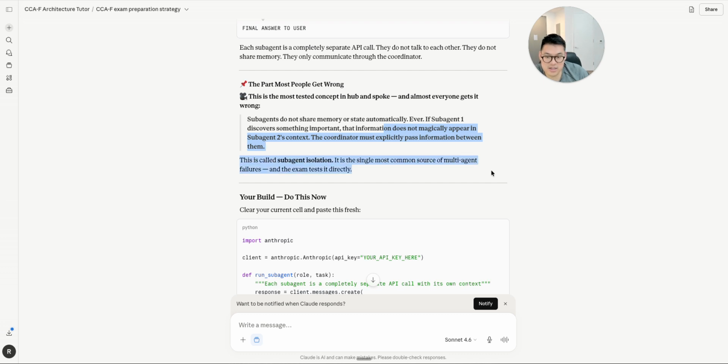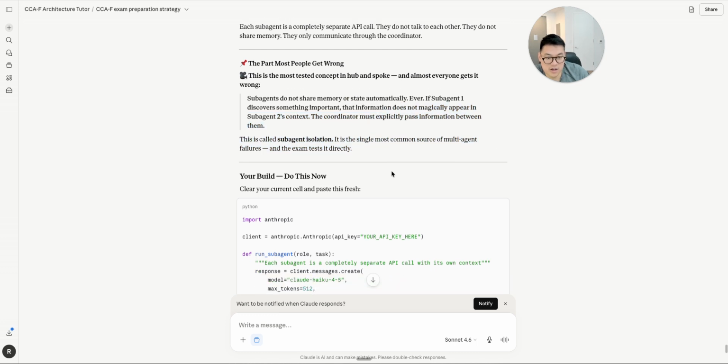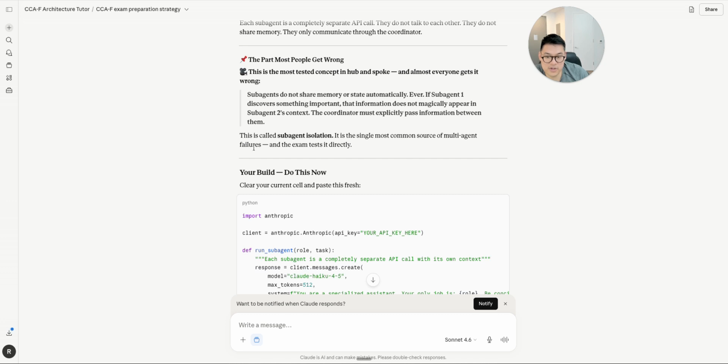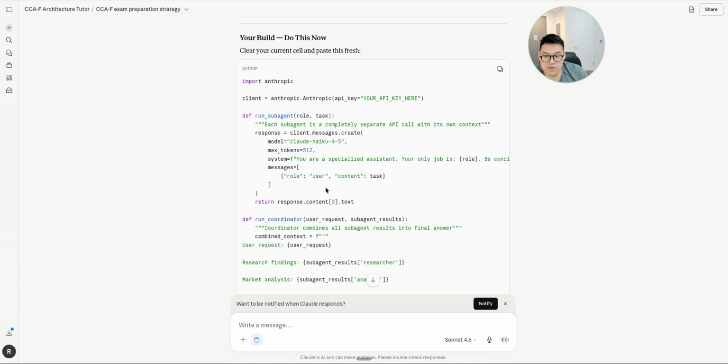This is called sub-agent isolation and is one of the single most common sources of multi-agent failures, and the exam tests it directly. Okay, your build, do this right now.